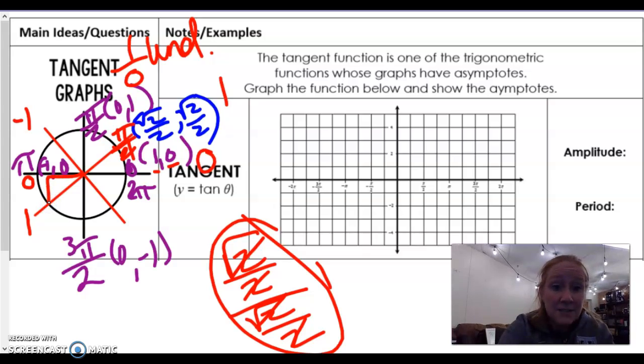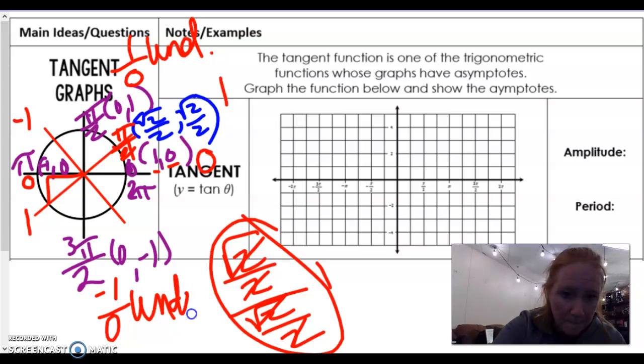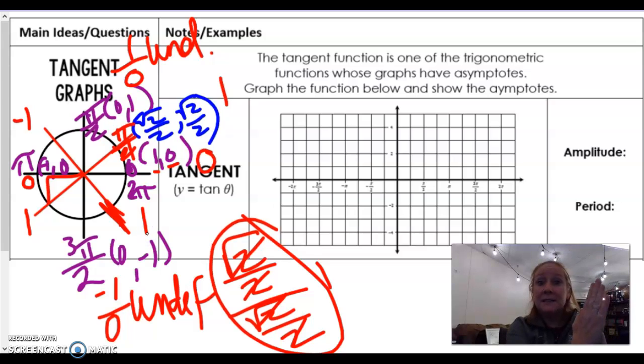Then what happens here? This gives you negative 1 over 0. Can you divide by 0? You cannot, so it's undefined. And then this one right here is a 1 again, but it's down 1, right 1, so that's going to be negative. So do you see everything is either 0, 1, negative 1, or undefined? The undefined is the most important thing here, because what happens in a graph when you have an undefined? You grab your highlighter and you make an asymptote.